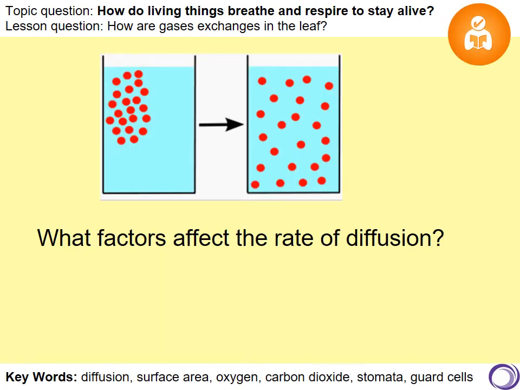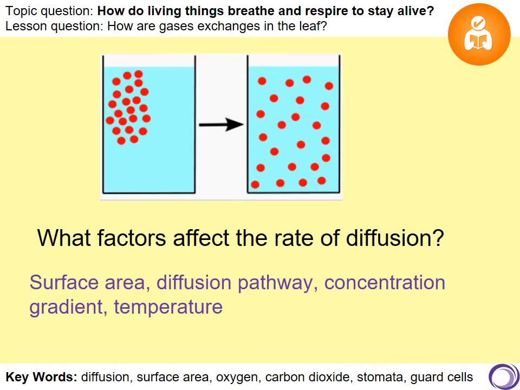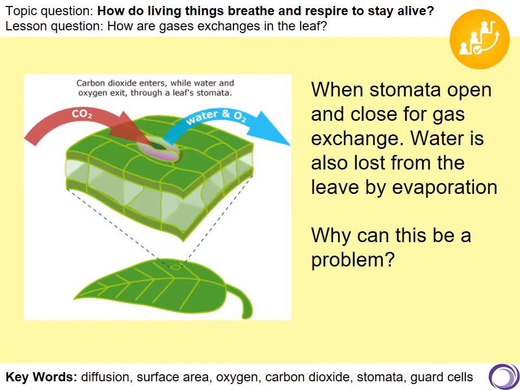Right, let's just go back to the beginning then, when we talked about diffusion, and we said that surface area, diffusion pathway, concentration and temperature all affected the rate of diffusion. Okay, so when the stomata open and close for the carbon dioxide to enter and the oxygen to exit, water can also be lost from the leaf by evaporation. Why might this be a problem for the plant?